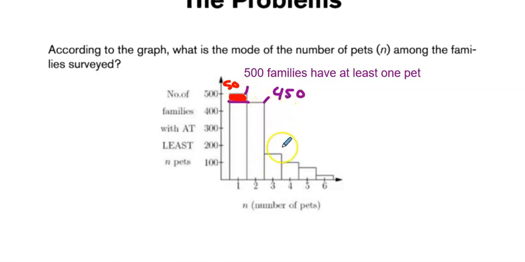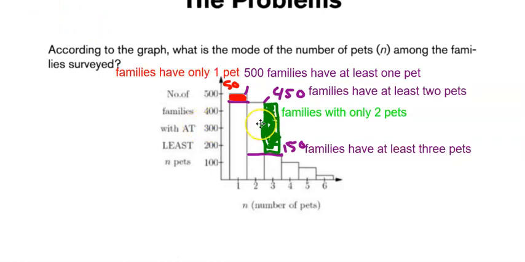Well, let's look at the rest of these then. The number of families with at least 3 pets was also a subset of this group. So that means that if we estimate this to be about 150 families have at least 3 pets, that means that the difference of these two columns represents the families that have at least 2 pets, but not at least 3 pets.